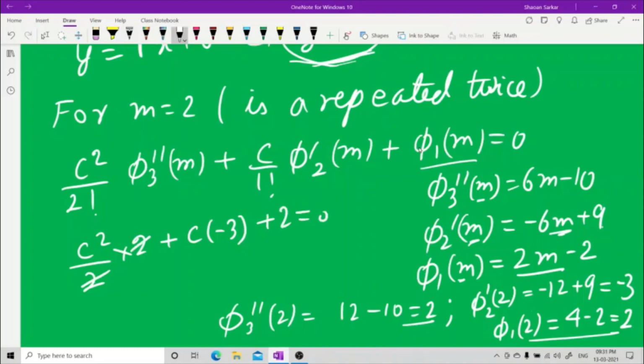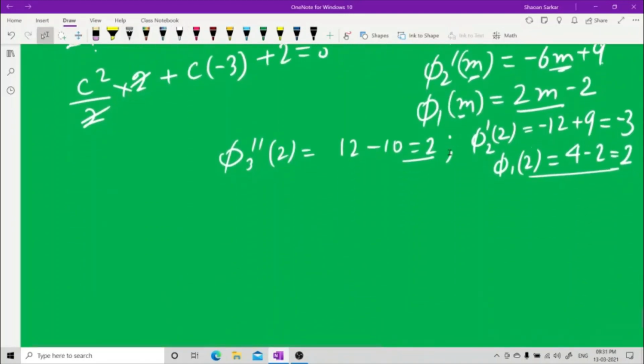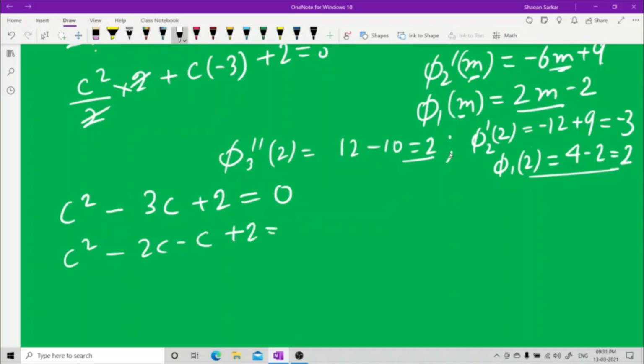Cancel this 2 together. Now you have c square minus 3c plus 2 equal to 0. Now split terms: c square minus 2c minus c plus 2 equal to 0. Splitting of terms is a class 10th method.